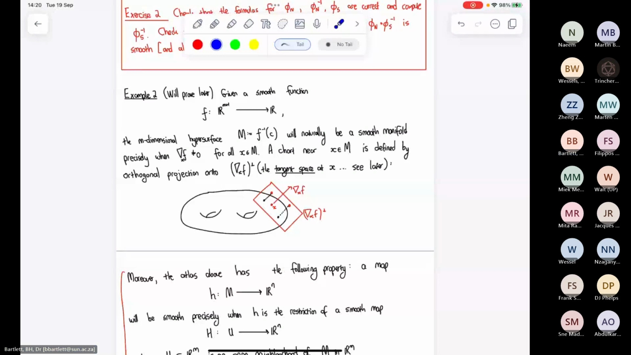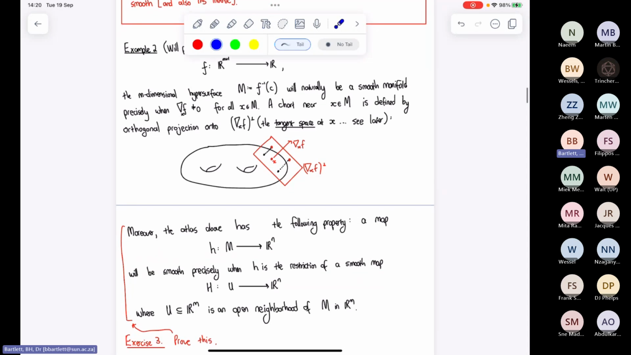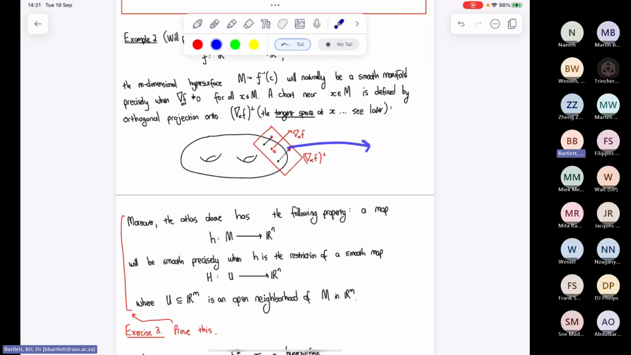Okay. So that's how the smooth atlas is going to work. And also this atlas is going to have the following property. A map on this manifold into Rn, so some candidate smooth map, will be smooth precisely when it is the restriction of a smooth map from an open neighborhood of my manifold in Rm into Rn. Does that make sense?